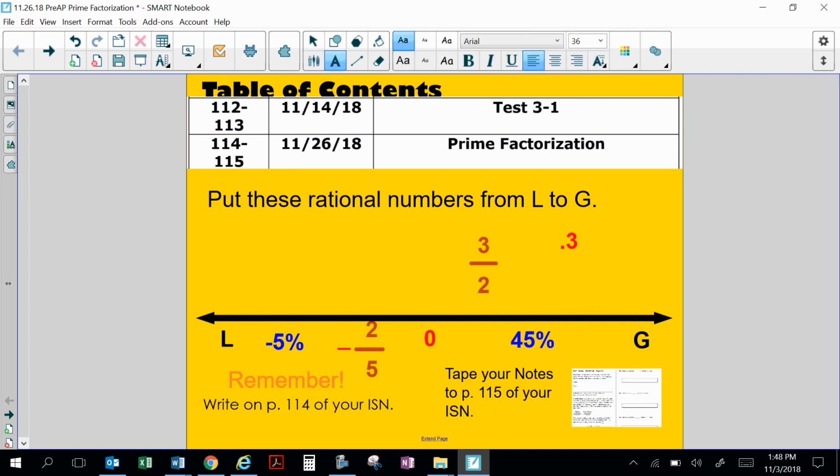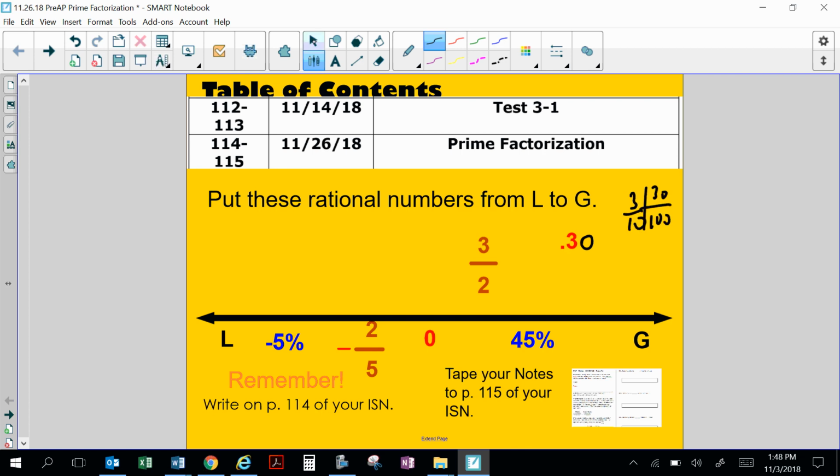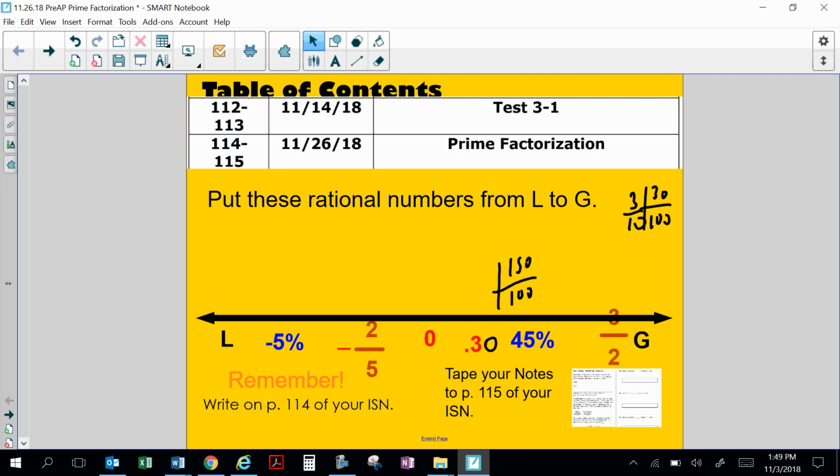0.3. That's 3/10. What's 3 groups of 10? Hopefully you'll say 30. So let me get my pen. So 3/10, how do you build it to 100? Times 10. So it's 30%. So it goes right here. And 3/2, if I build this to 100, times 50, times 50, that's 150%. It's more than a whole.